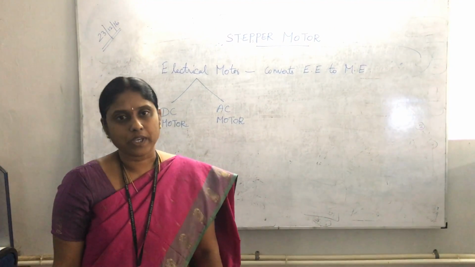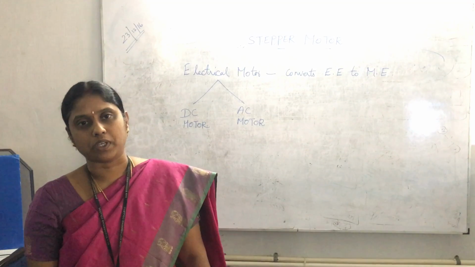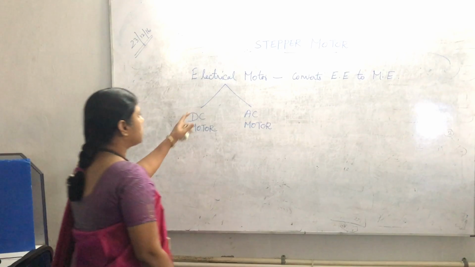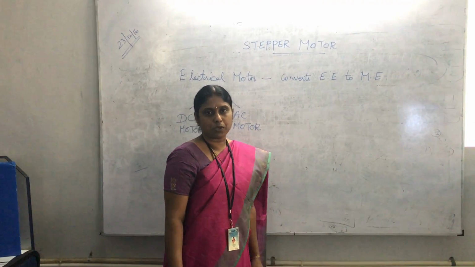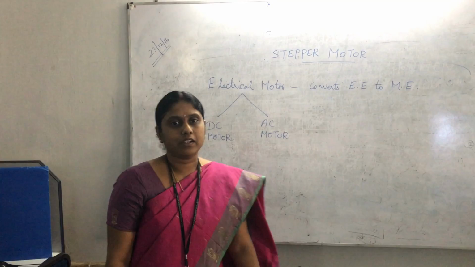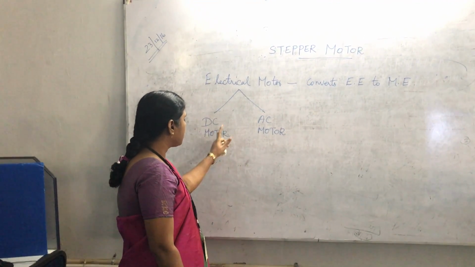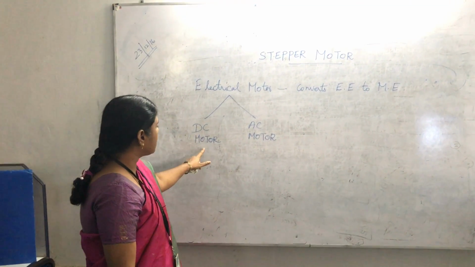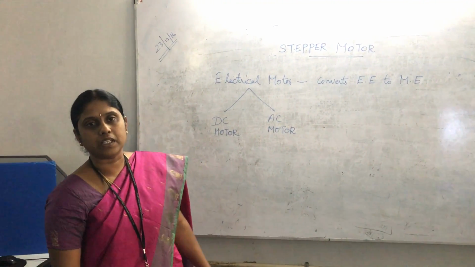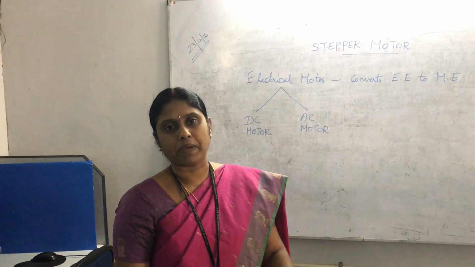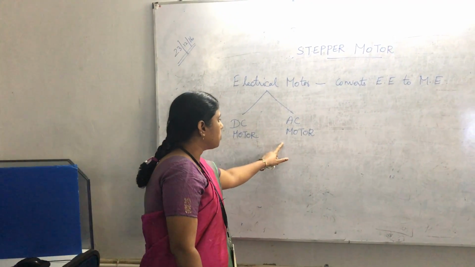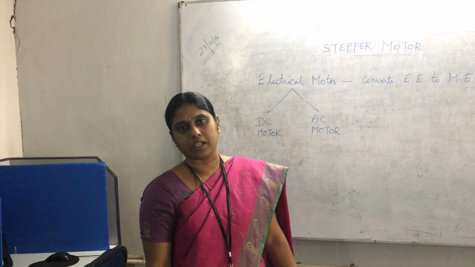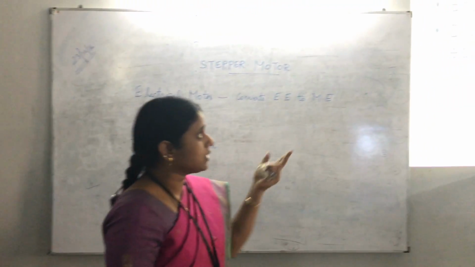So today I am going to explain the operation of the stepper motor. Before that, we'll see what an electrical motor is. We know the electrical motor converts electrical energy into mechanical energy. Based on that, we have two types of electrical motor: the DC motor and the AC motor. In the DC motor, the input given is the DC supply, which is converted into mechanical rotation, whereas in the AC motor, the input given is the AC supply, which is converted into mechanical energy.